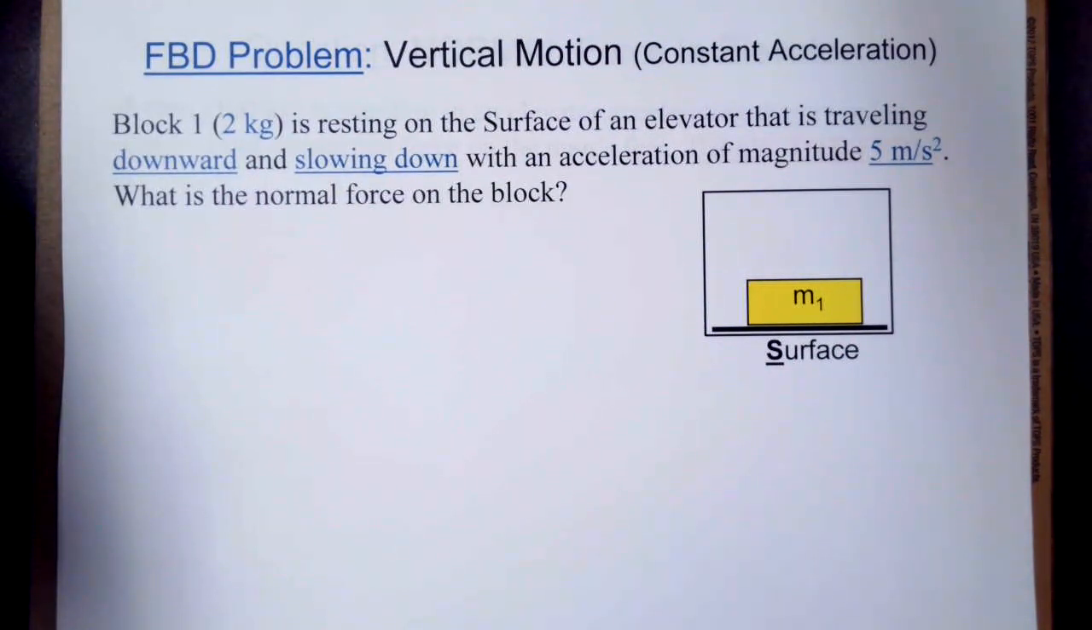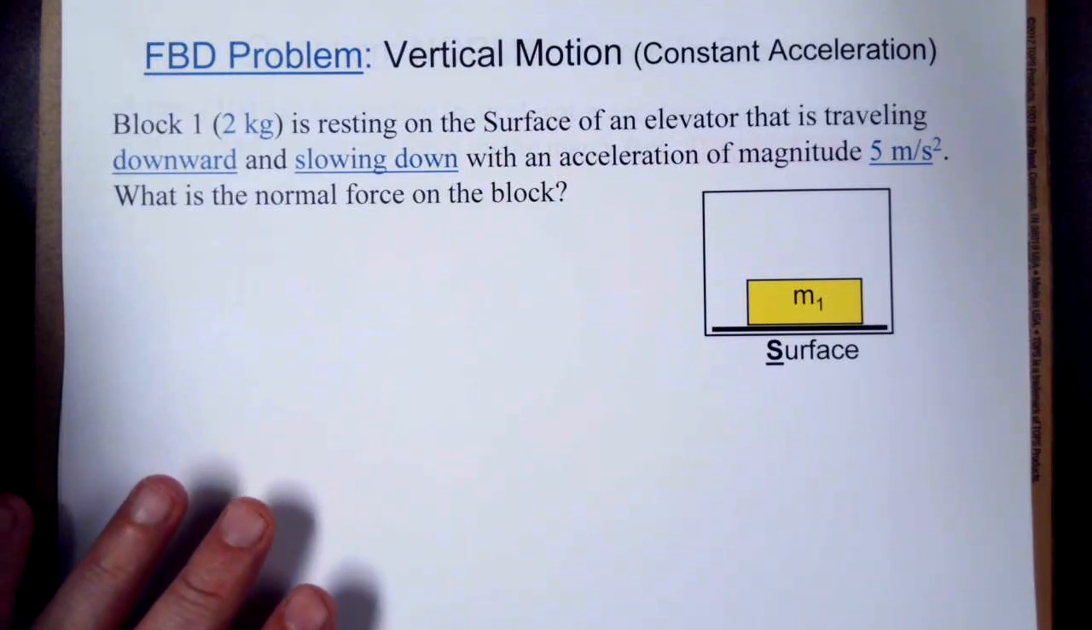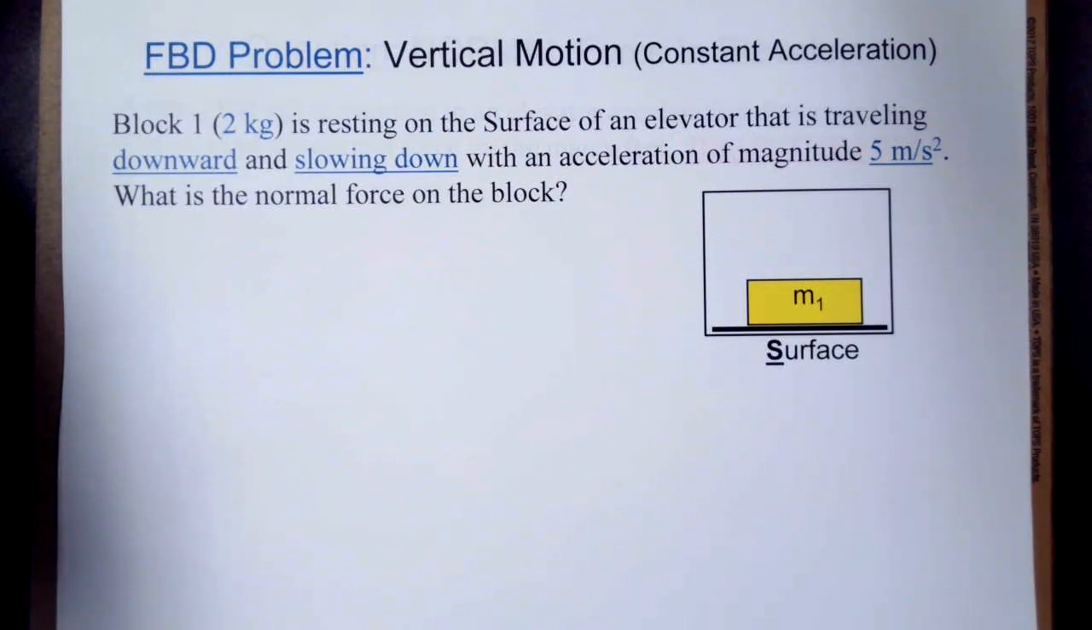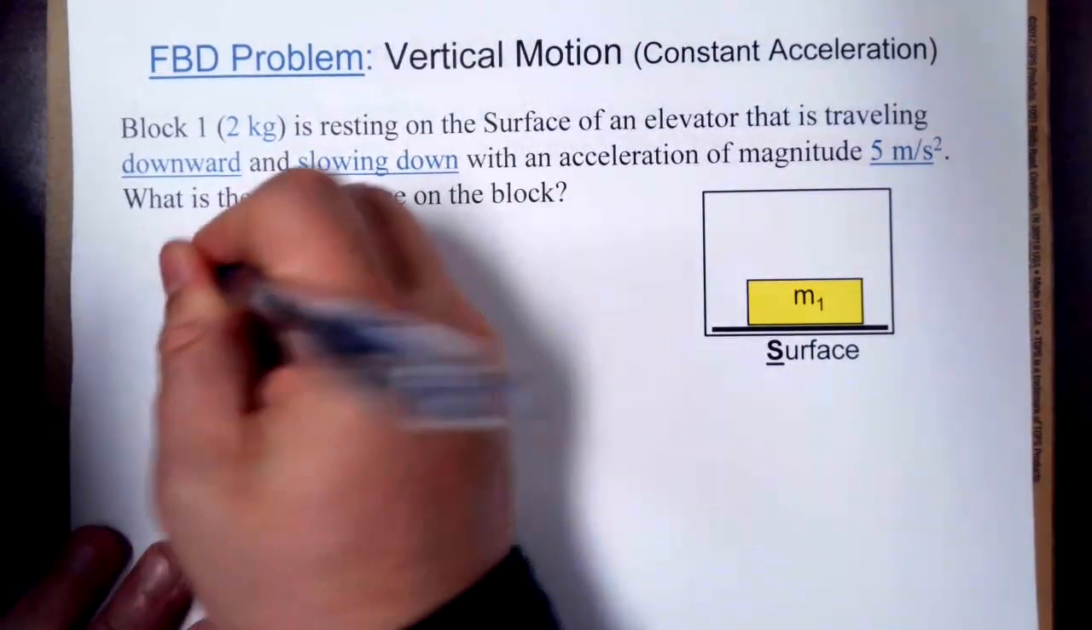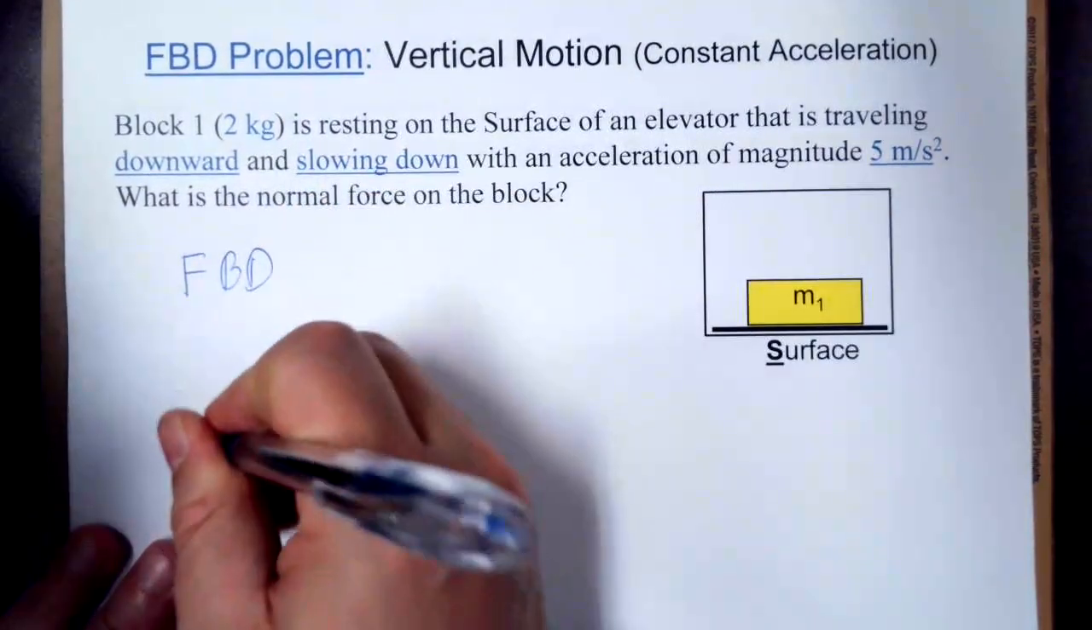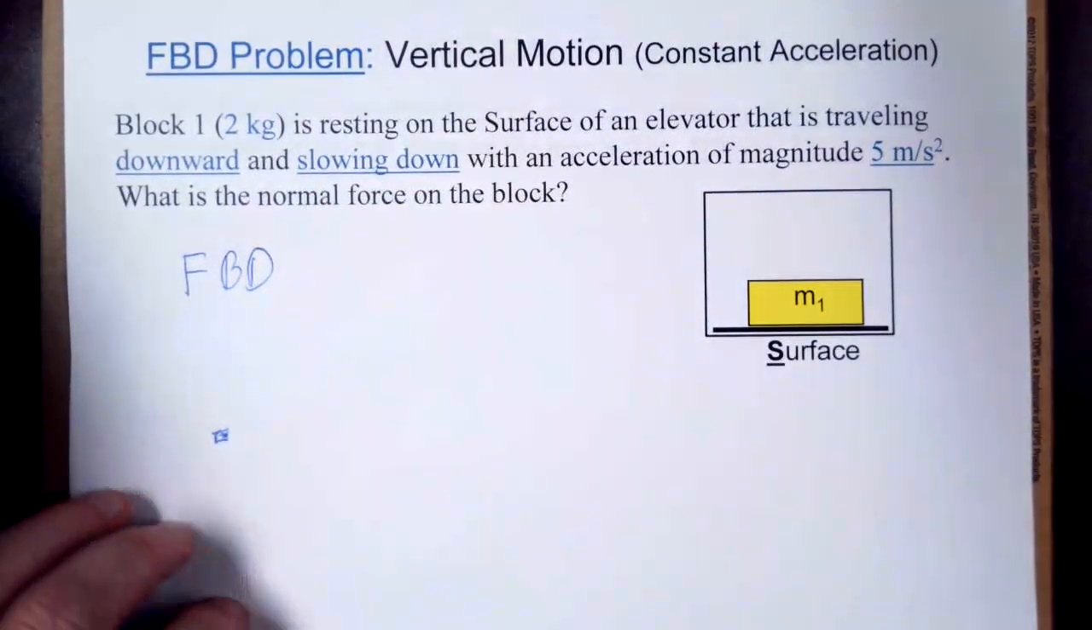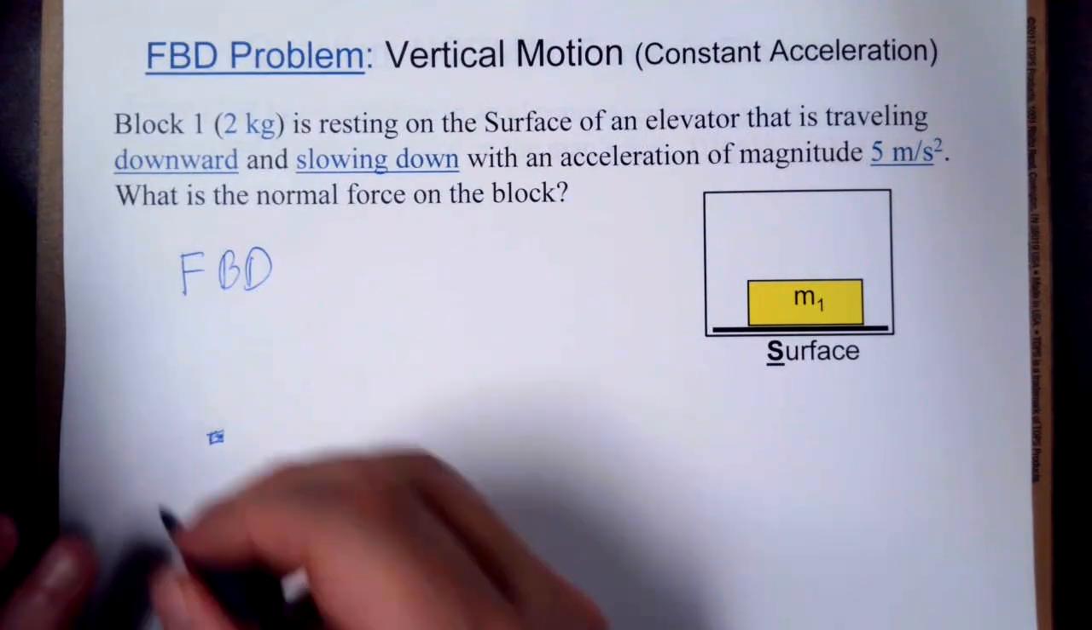So our first example here, we have a block that is resting on the surface of an elevator, and that elevator is traveling downward and it's slowing down with an acceleration of a magnitude of 5 meters per second squared. So we definitely have some acceleration here, so let's look and see how we solve this sort of problem. Well, it's really the same process we did before. The first thing we do is we draw our free body diagram, right? So what are the forces acting on our block?